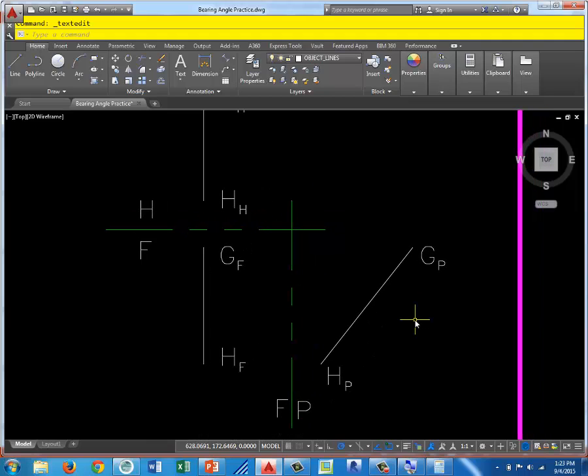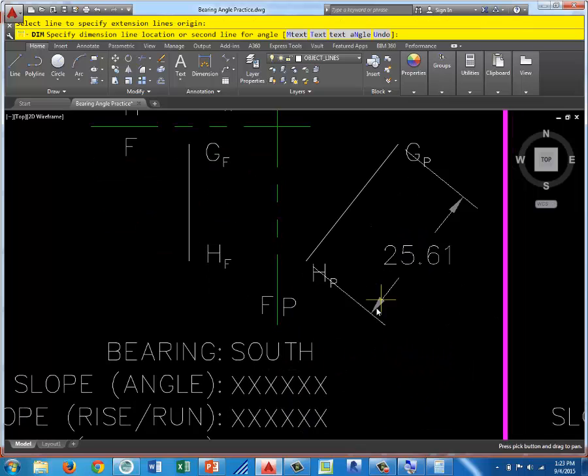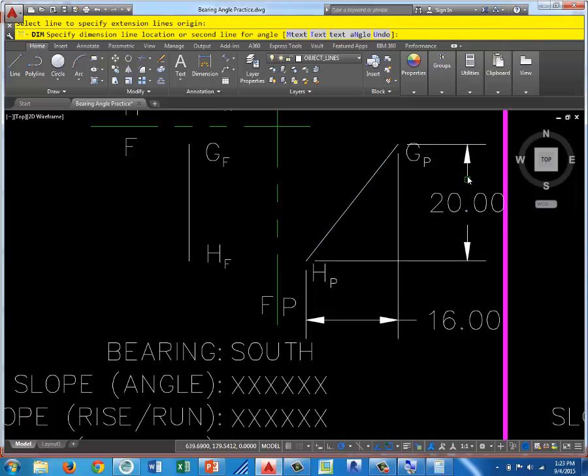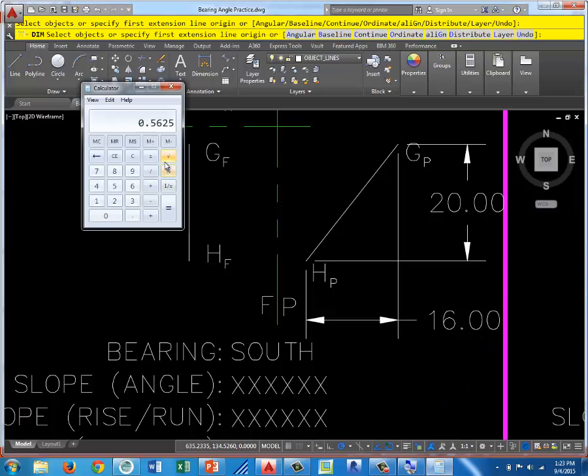So to measure its slope, we're going to need rise and run. So I'll use my dimension tool, and looks like a run of 16 and a rise of 20. Divided by 16 is 1.25. Is this going to be a positive or negative slope?